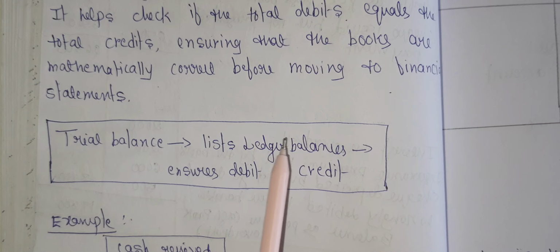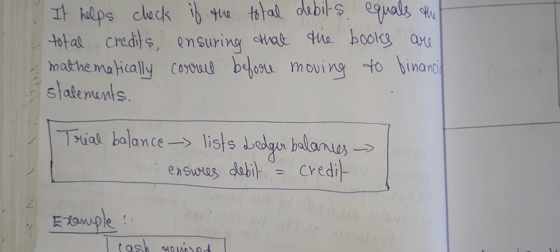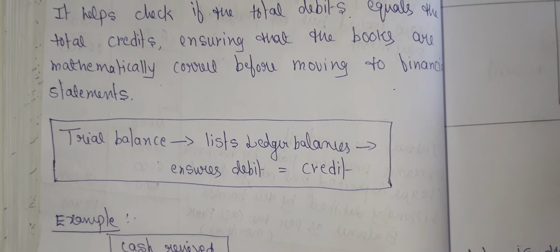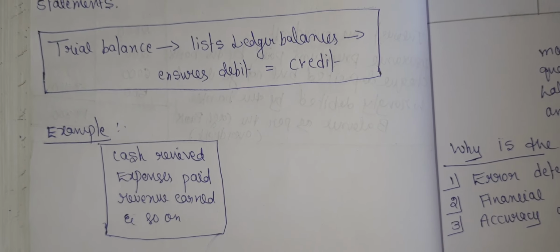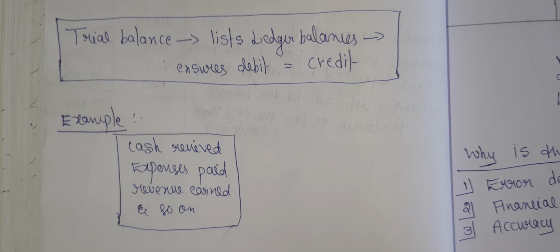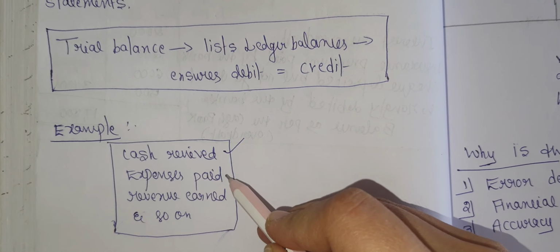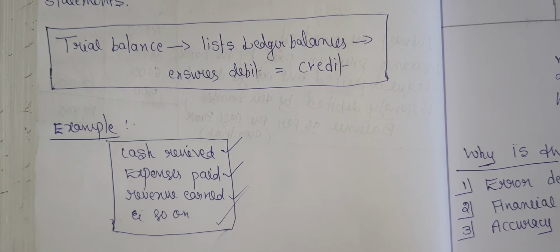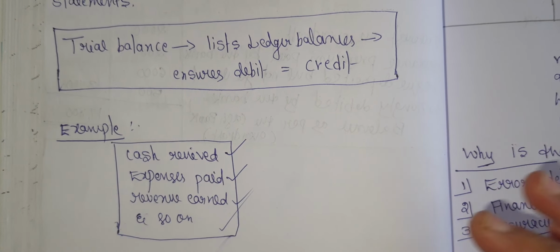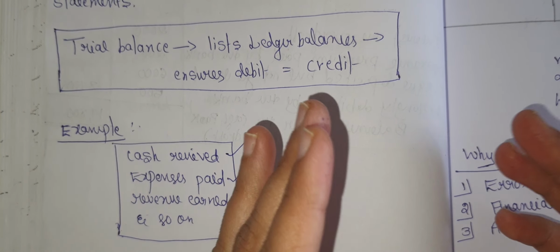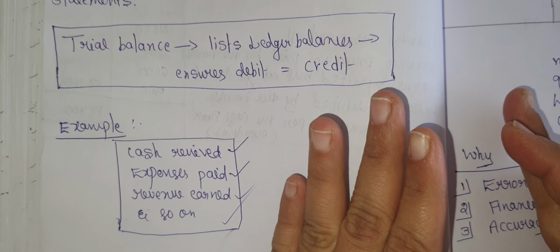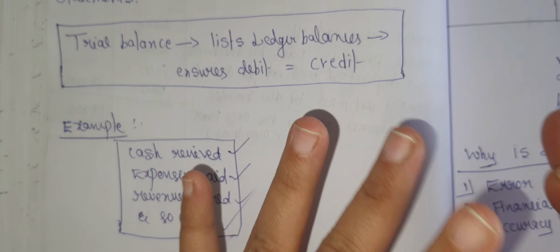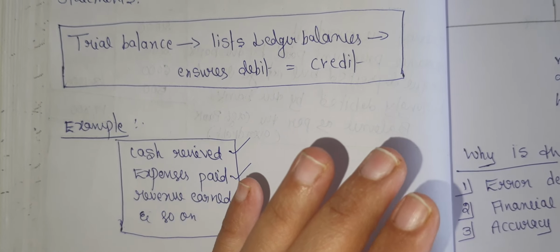Okay, I hope this is clear to you all. Let's take an example here. Let's say you record the transactions throughout the month, like cash received, expenses paid, revenue earned, and so on. At the end of the period, you need to verify if everything adds up correctly. So that's where the trial balance comes in.